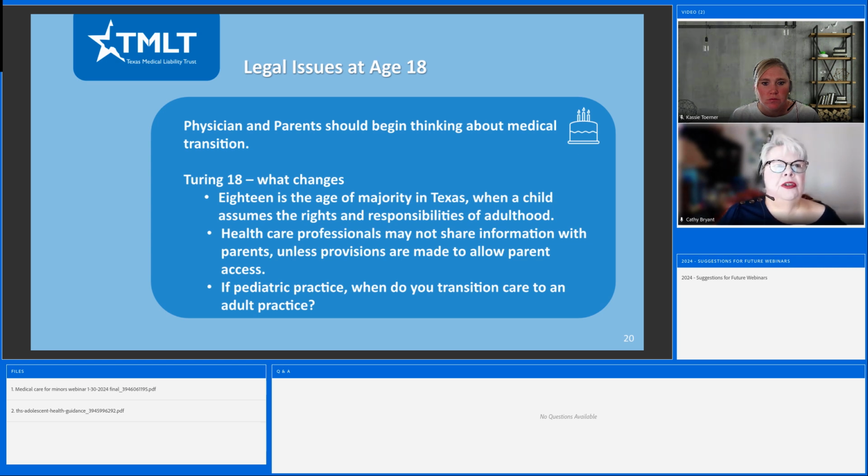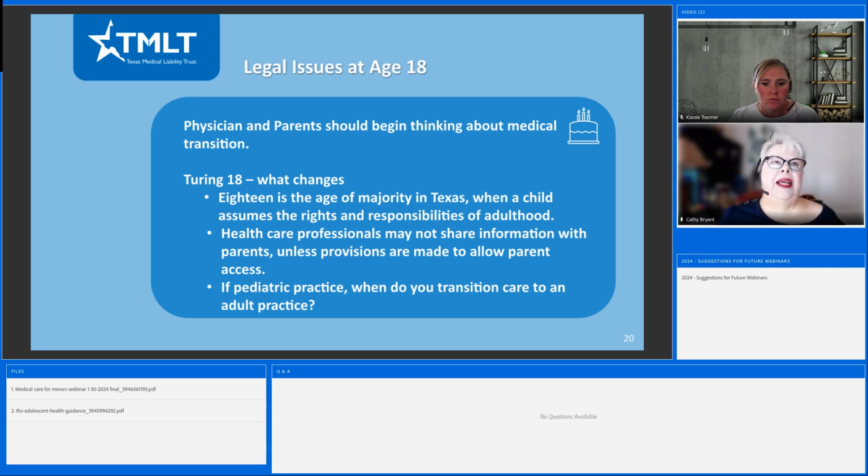When a patient turns 18, in Texas, that's the age of majority, and they assume the rights and responsibilities of adulthood. At that point, you as a physician or healthcare professional may not share information with the parent unless provisions are made to allow that access.